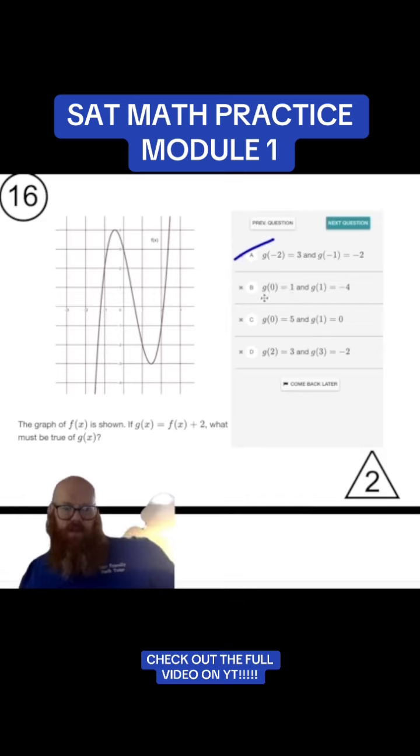g of 0. Well, this is going to help me check both of these. So f of 0 is 3. And if I add 2 to that, I get 5. So this one is wrong.